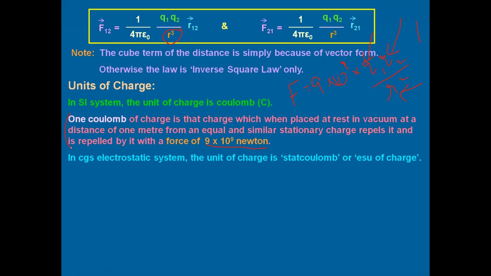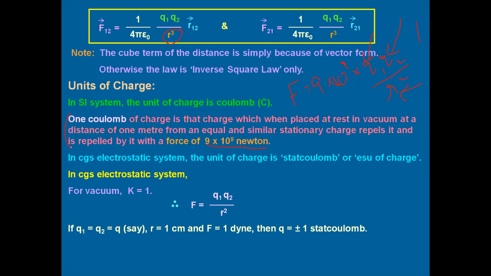Now, in CGS system, the unit of charge is stat coulomb or esu of charge. In CGS system, the value of K is 1. Therefore, Coulomb's law equation becomes F is equal to K, and K means 1 only. So, F will be equal to Q1 Q2 by R square because the value of K is 1 in CGS system.